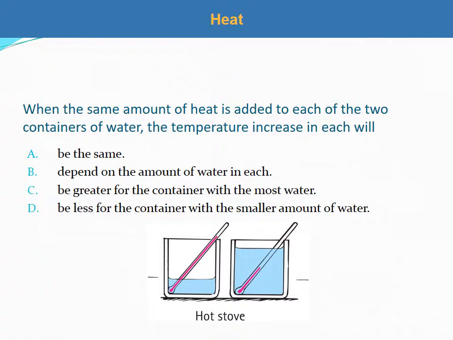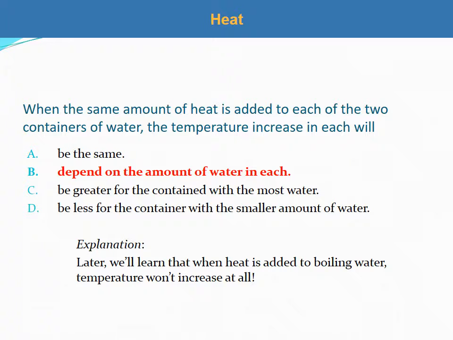When the same amount of heat is added to each of the 2 containers of water, the temperature increase in each will: A, be the same; B, depend on the amount of water in each; C, be greater for the container with the most water; D, be less for the container with the smallest amount of water. Answer is B, depend on the amount of water in each. Later, we will learn that when heat is added to boiling water, temperature won't increase at all.